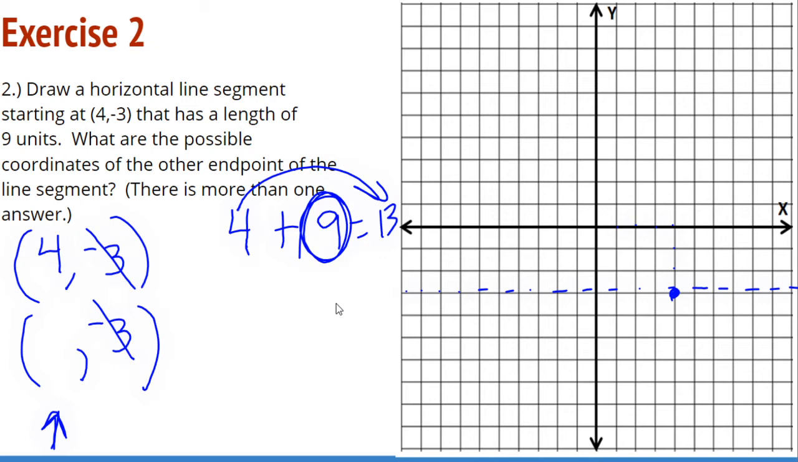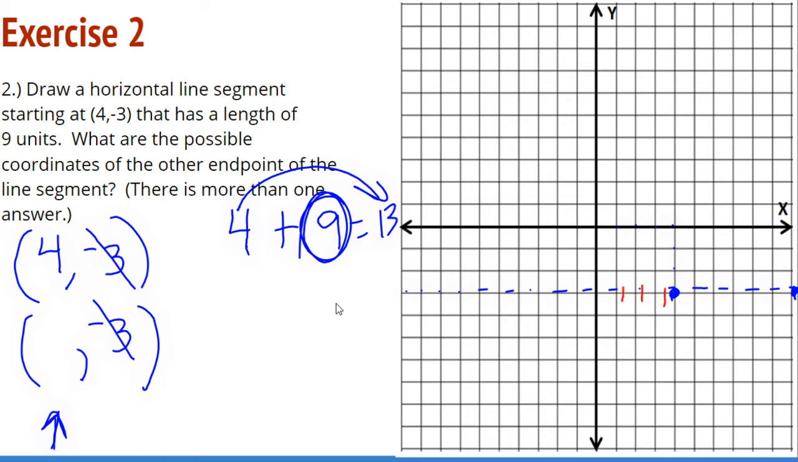So I would be at 13, negative 3. So somewhere clear off the side of the board out here is where I would be. That's one way I could do it. But that's not the only way that I can go 9 units from the 4. I could go the other direction.